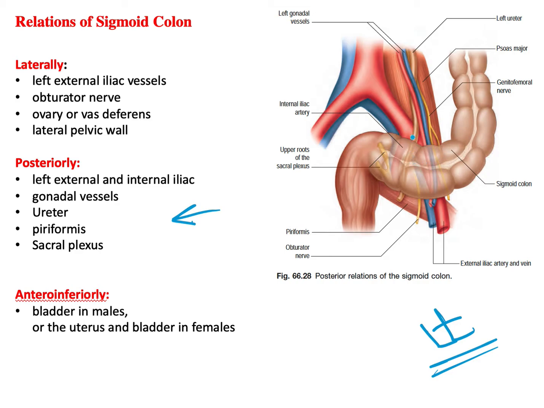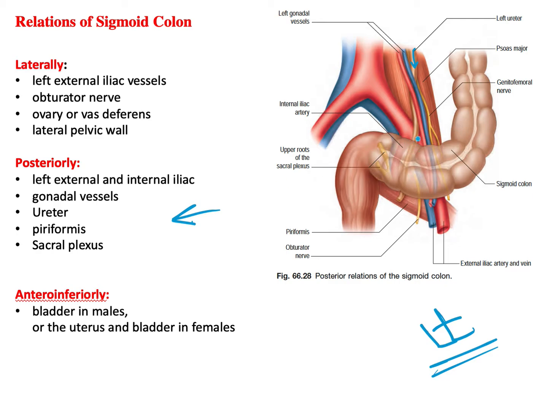What else? If you know that the common iliac divides into internal and external, you know this bifurcation site. That means you know that the ureter, which is very important, crosses anterior to this bifurcation. That means what's also behind the sigmoid? You have the ureter.